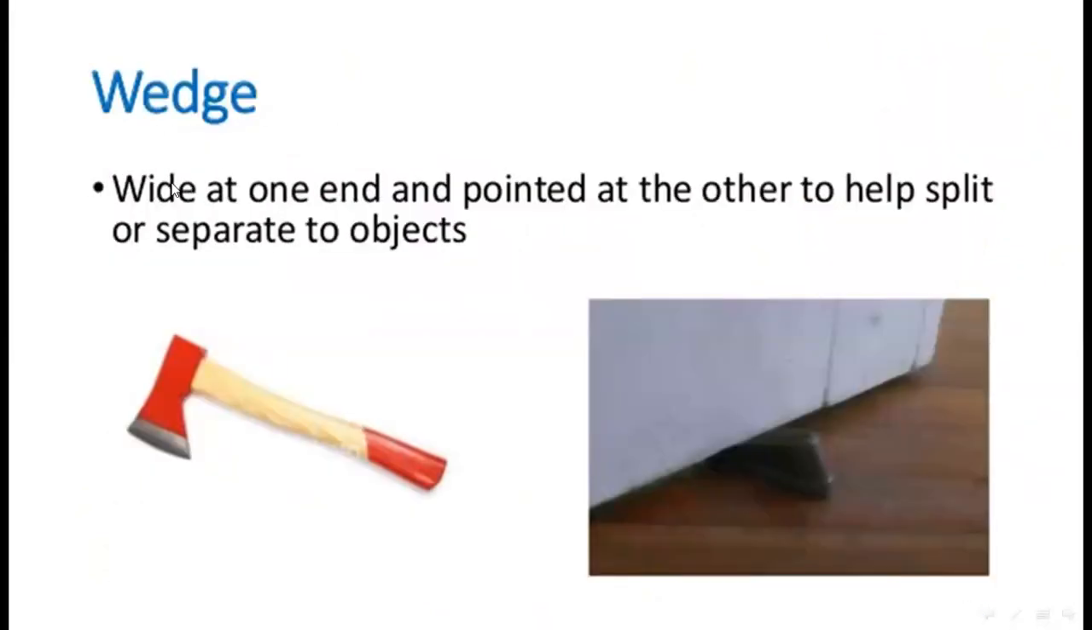Again, here we repeat, a wedge is wide at one end and pointed at the other to help split or separate objects. See here, wide at one end and pointed at the other to help split or separate two objects.